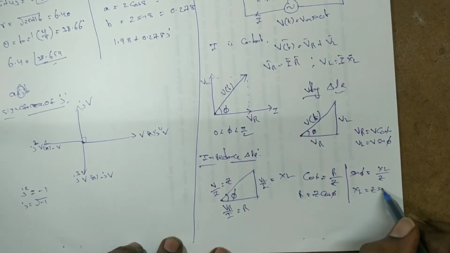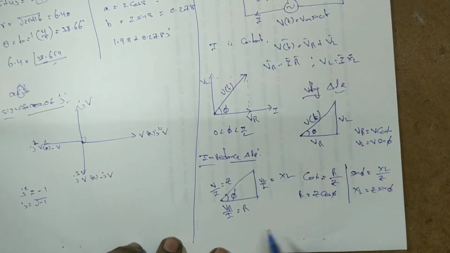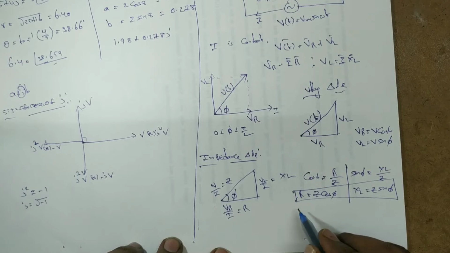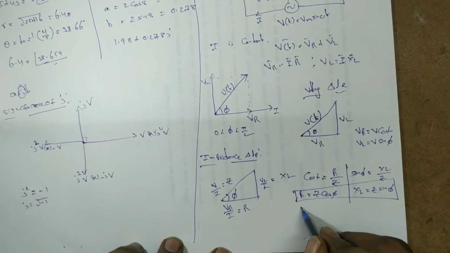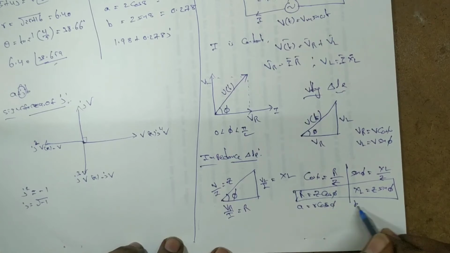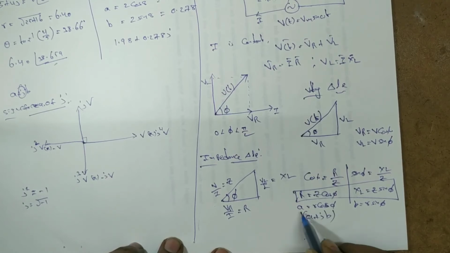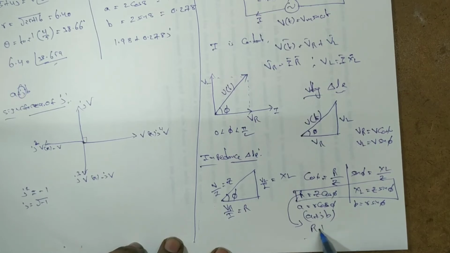And let us go back to converting complex numbers from polar to rectangular form. Suppose A equals R cos phi and B equals R sin phi; the general formula is A plus jB. Similarly, we have R equal to Z cos phi and XL equal to Z sin phi, then the impedance Z value equals R plus jXL.